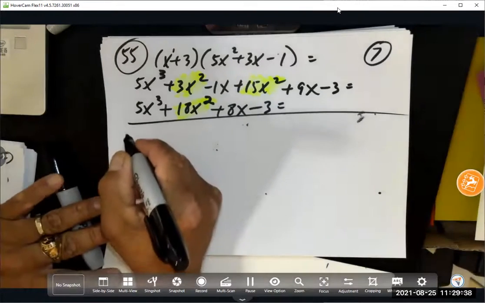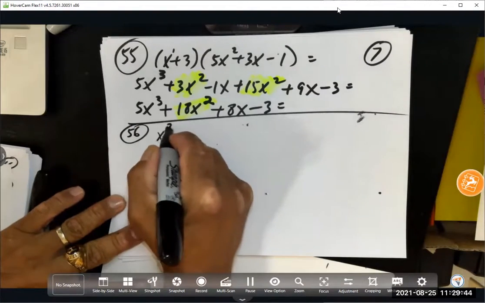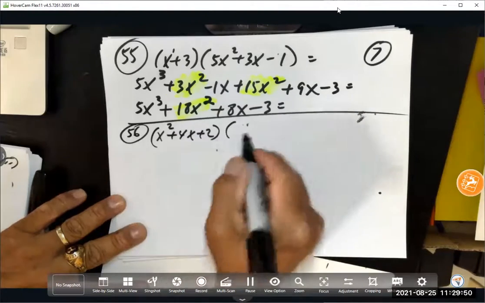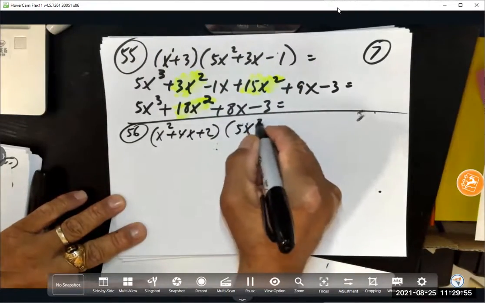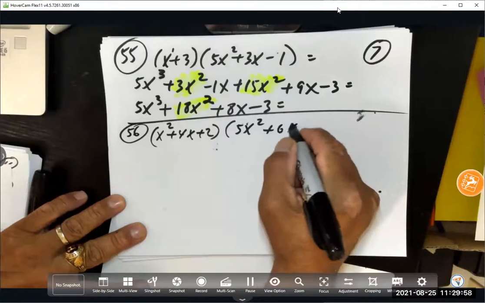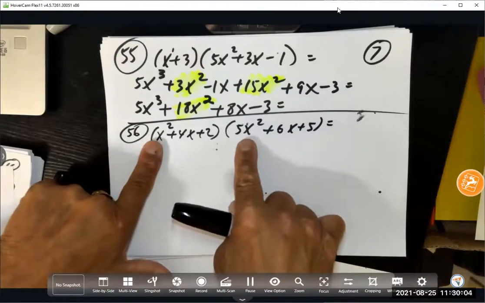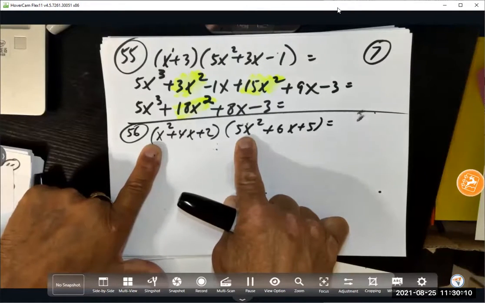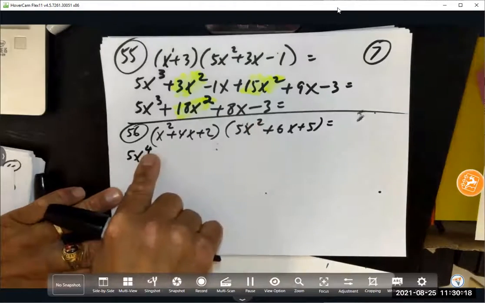A little bit harder. Number 56. Okay, now we're going to go x squared plus 4x plus 2. Now we're going to have 2 by 3. Now I'm going to go 3 by 3. All right, ready? So look at the first two right here. x squared times 5x squared. At the powers, how much? 5x to the power of 4. Right. Somebody said 5x to the power of 4 because 2 plus 2 is 4.